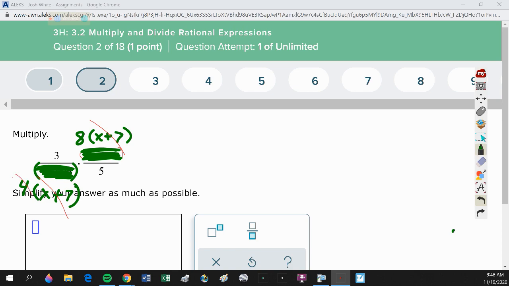So the 4 goes into 8 twice. In the numerator, I'm left with a 3 times a 2, which is 6. In the denominator, I'm left with 4 times 5, which is 20. Well, no, 1 times 5. There, that makes more sense. 6 over 5. All right.